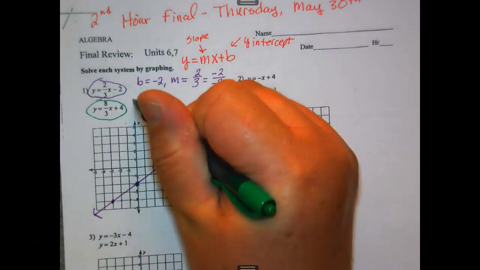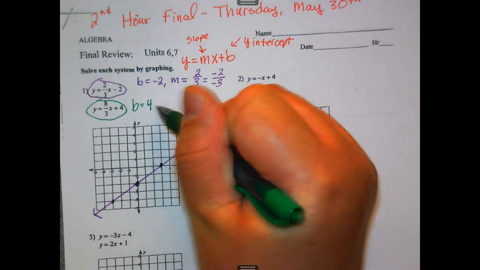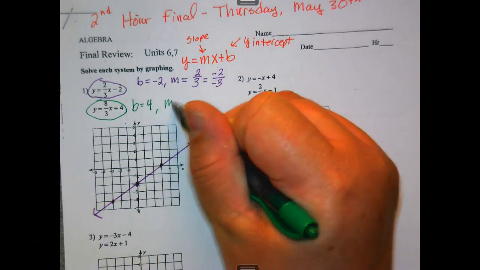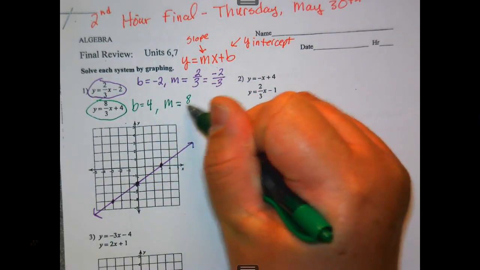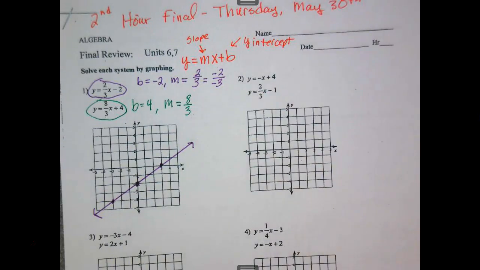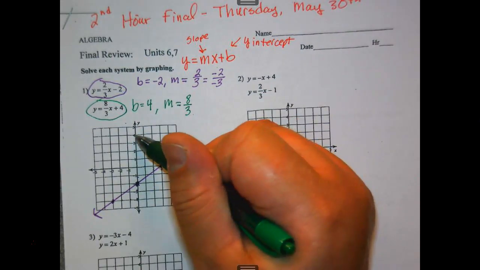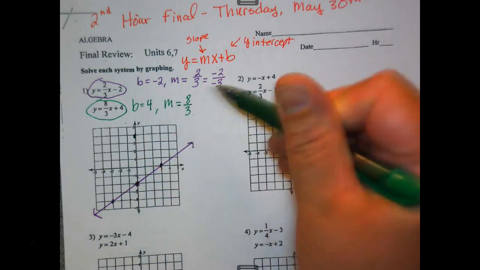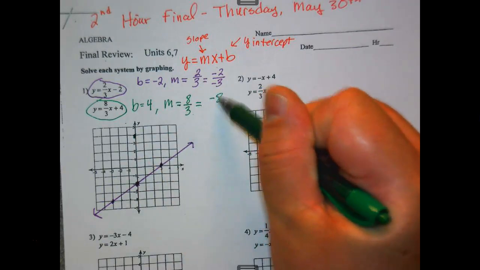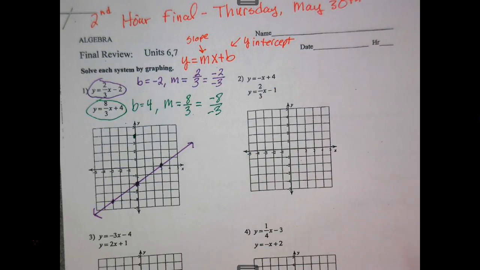See, my b is 4. My m, or slope, is 8/3. So it crosses at 4. I have to use -8 over -3 because it won't fit on the graph.